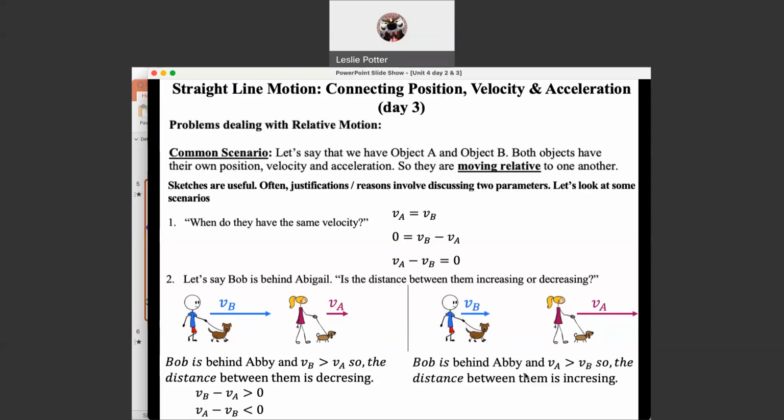So we can apply the reverse logic. Bob is behind Abby, and Abby now has greater velocity than Bob, so the distance between them is increasing. And so we can say that this difference is going to be decreasing, because this difference is going to be negative since her velocity is bigger. Or if we put it this way, then this is going to be increasing because, again, her velocity is bigger. We can write these things mathematically, or we can do the justification in more of a paragraph or written form. It doesn't matter.